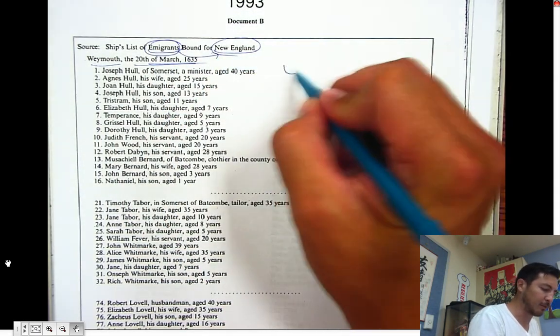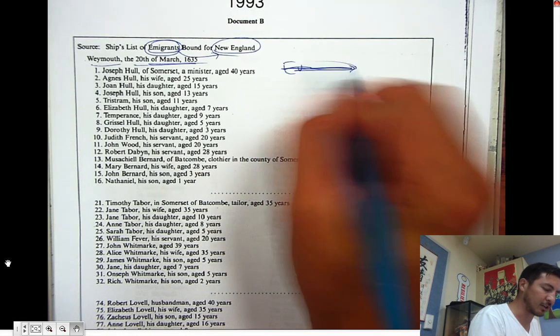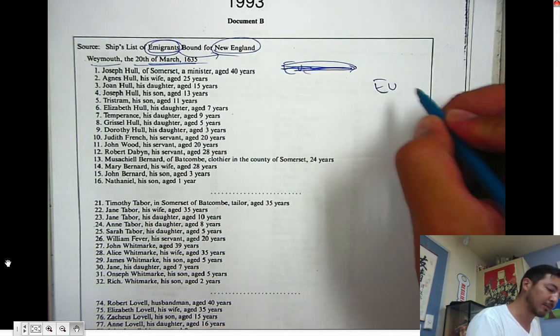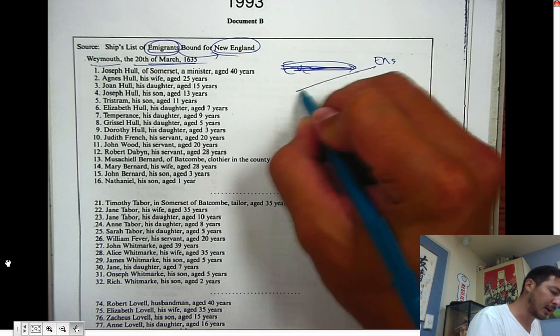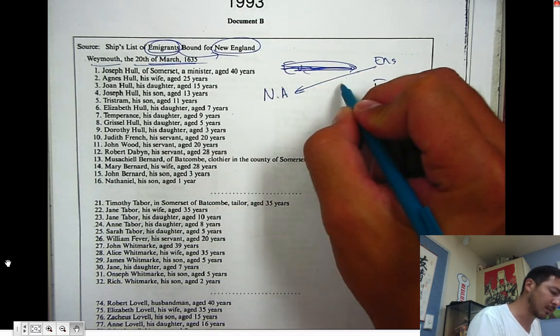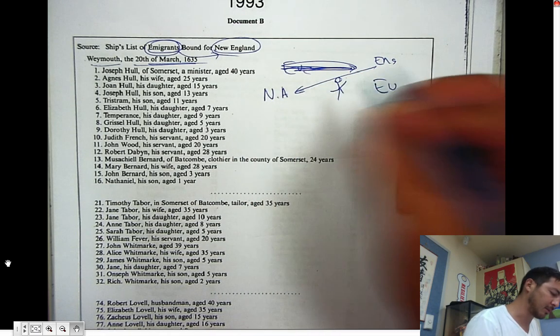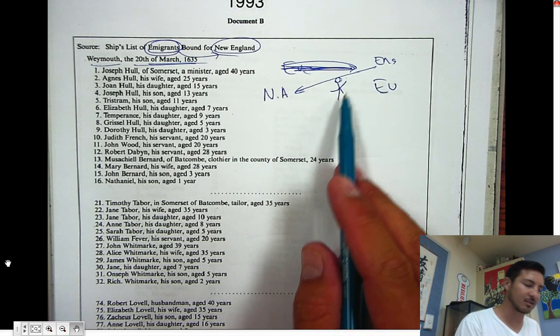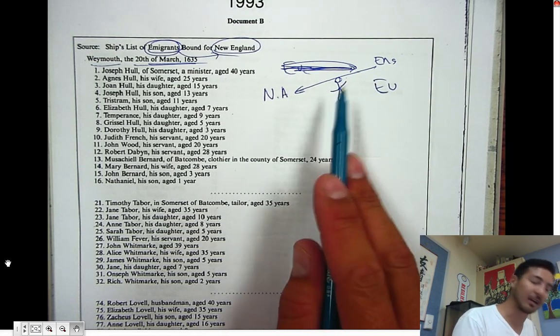So these are the people coming from Europe, and we'll actually draw it geographically correct. Here are the people from Europe, specifically England. We'll put England up here, and they're going to North America. So these are all the people, and this is describing the people. Oh my gosh, what is that? That's a star with a head on it. That's not a person, but you get what I'm saying.